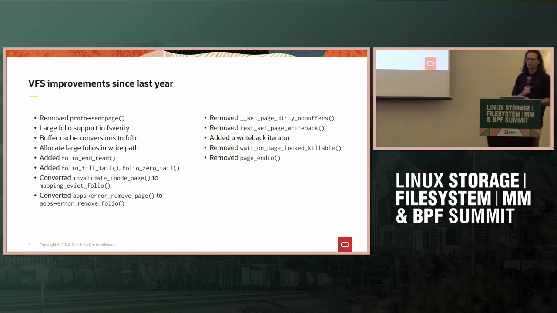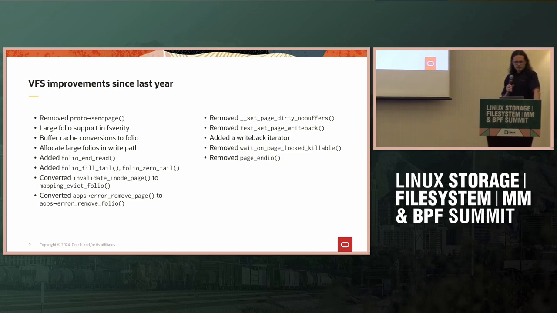A file system which is fully converted doesn't actually check or set the up-to-date bit all by itself. It's all hidden behind this folio end read. Oh, and folio end read takes a Boolean, so it doesn't actually necessarily set the up-to-date bit. If there's an error on doing the read, then we don't set the up-to-date bit. So it's a conditional up-to-date bit set. Anyway, as I said, it's a single instruction, which is really nice.